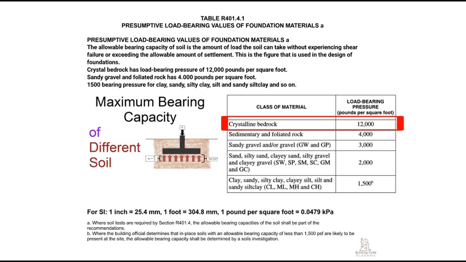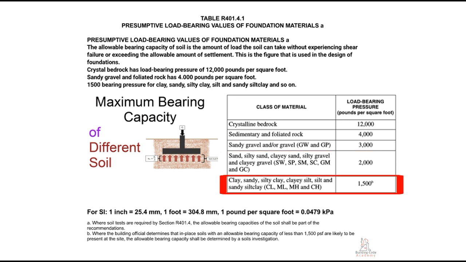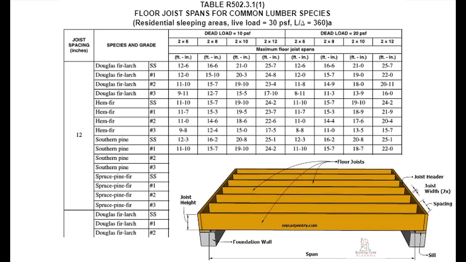Crystal bedrock has load-bearing pressure of 12,000 pounds per square foot. Sandy gravel and foliated rock has 4,000 pounds per square foot. 1,500 bearing pressure for clay, sandy, silty clay, silt, and sandy silt clay, and so on. Pay close attention to these paragraphs. A few questions will be on ICC exam.